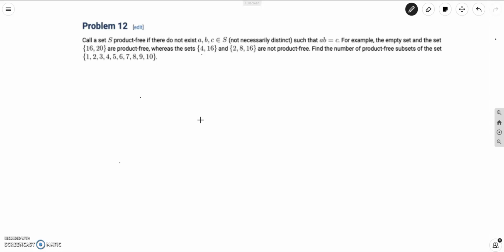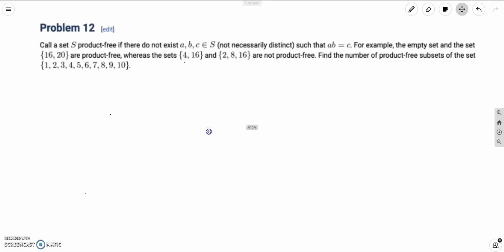This problem reads: call a set S product free if there do not exist A, B, C inside S, not necessarily distinct, such that A times B is equal to C. For example, the empty set and the set {16, 20} are product free, whereas the sets {4, 16} and {2, 8, 16} are not product free. Find the number of product free subsets of the set {1, 2, 3, 4, 5, 6, 7, 8, 9, 10}.